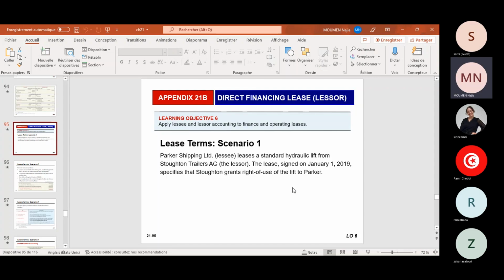So, as we already agreed upon, today we'll finish chapter 21 about the accounting for leases. We just need to cover this appendix because we have a detailed example of the accounting for leases from the lessor perspective. Then we'll quickly highlight a summary of the accounting for leases from both the lessee and the lessor, and what kind of disclosure is required in financial statements.